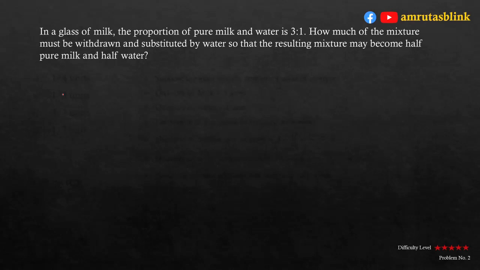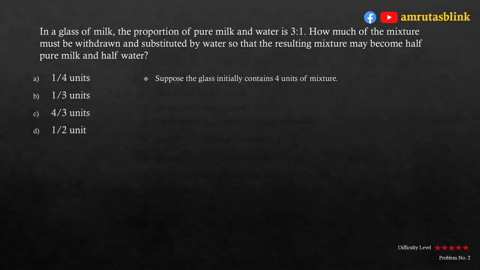In a glass of milk, the proportion of pure milk and water is 3 as to 1. How much of the mixture must be withdrawn and substituted by water so that the resulting mixture may become half pure milk and half water? Now in this problem we cannot directly apply the formula of the rule of alligation. This problem we will solve conceptually. Options are given: 1 by 4, 1 by 3, 4 by 3 and 1 by 2.